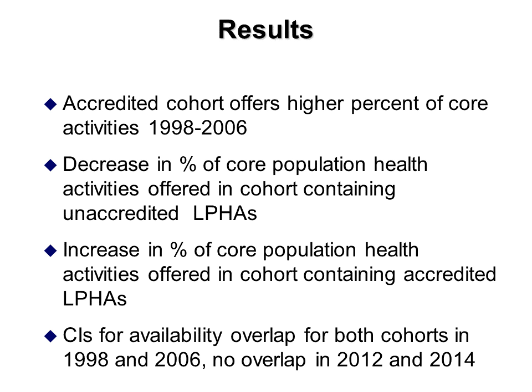So what are our results? Well, obviously the accredited cohort offers a higher percent of core population health activities throughout the length of the survey. We see a decrease in the unaccredited agencies. We see a slight increase in the accredited agencies. And again, our confidence intervals overlap for both cohorts in the first 2 waves of the survey. They do not overlap in the second 2 waves of the survey, which suggests that significant differences do exist between those cohorts from 2012 on.